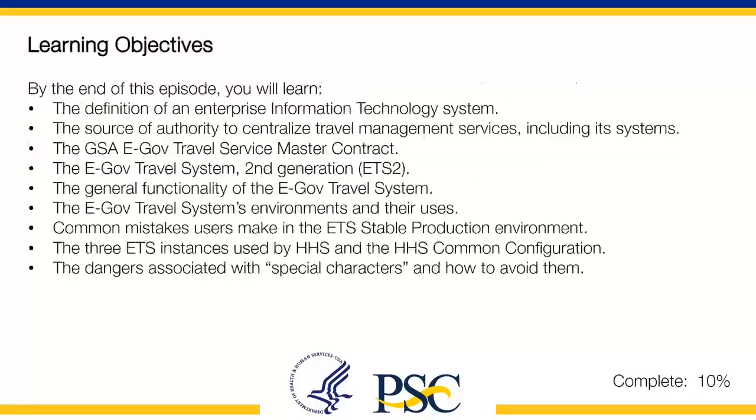System's general functionality. By the end of this episode, you will learn the definition of an enterprise information technology system, the source of authority to centralize travel management services, including its systems, the GSA E-Gov Travel Service Master Contract, the E-Gov Travel System, Second Generation, ETS2, the general functionality of the E-Gov Travel System, the E-Gov Travel System's environments and their uses, common mistakes users make in the ETS stable production environment, the 3 ETS instances used by HHS and the HHS common configuration, the dangers associated with special characters and how to avoid them.